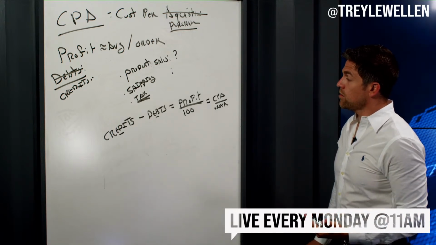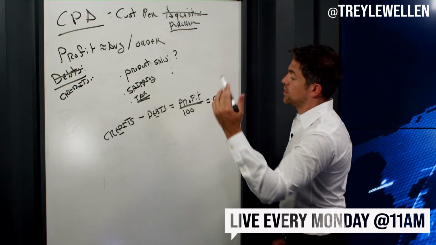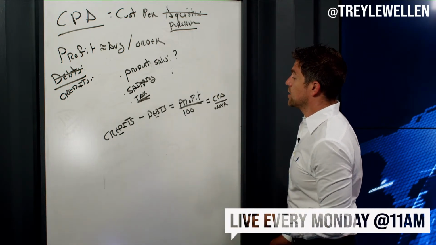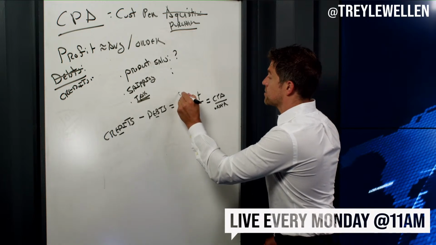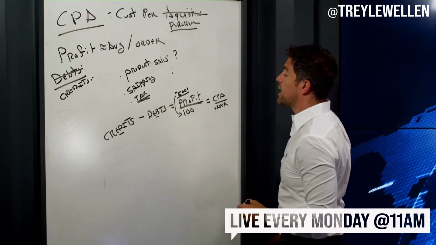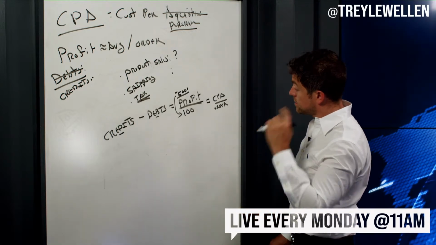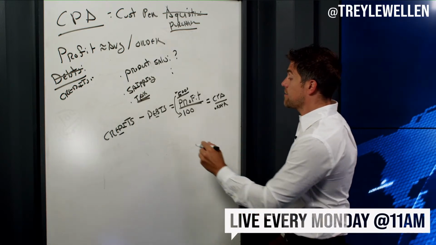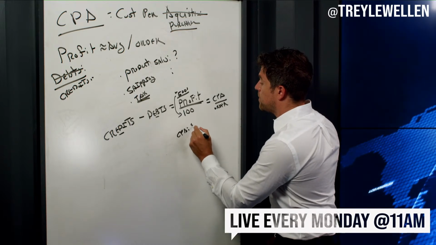So now I know that, let's just say this was $5,000. I brought in $5,000 in profit. I would divide that by 100, which would be $50. So my CPA is a profit of $50.